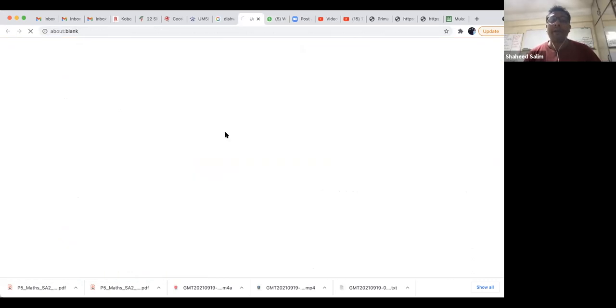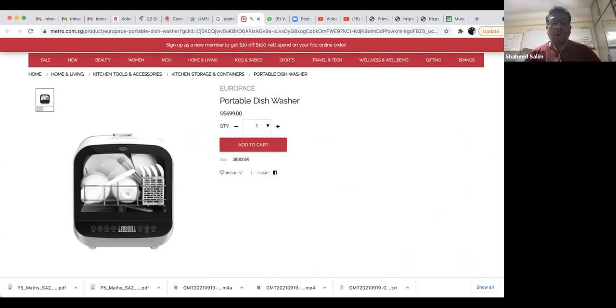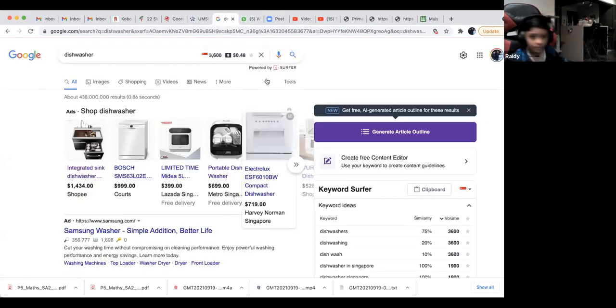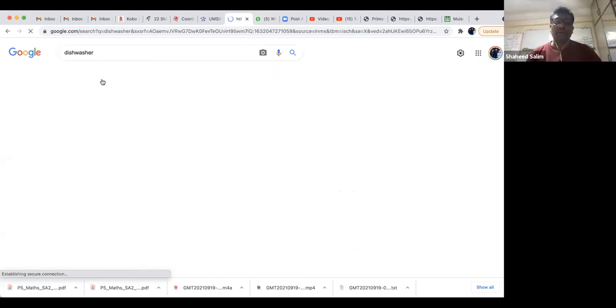So you have a portable dishwasher. You put all the dirty pots and pans, plates and all inside, and then they'll use hot water, blah blah. It's $700. In Singapore, we wash our own. Cheap? Yeah, for you it's cheap. For me it's expensive.